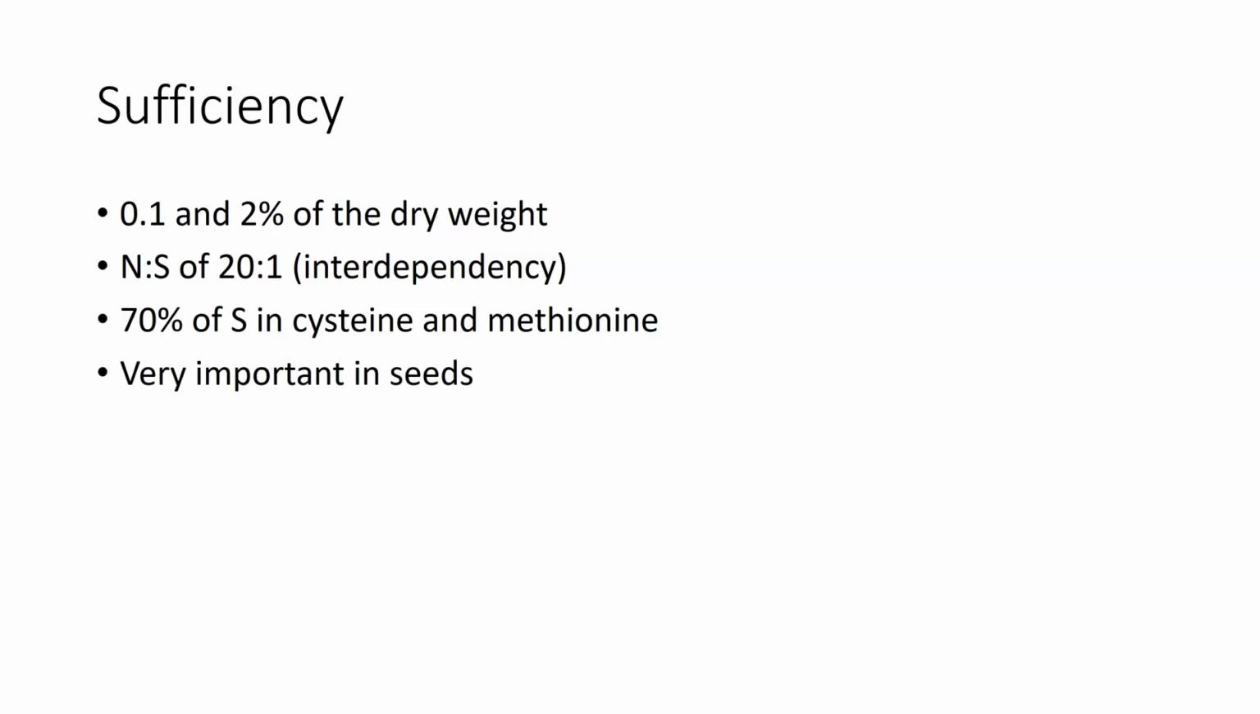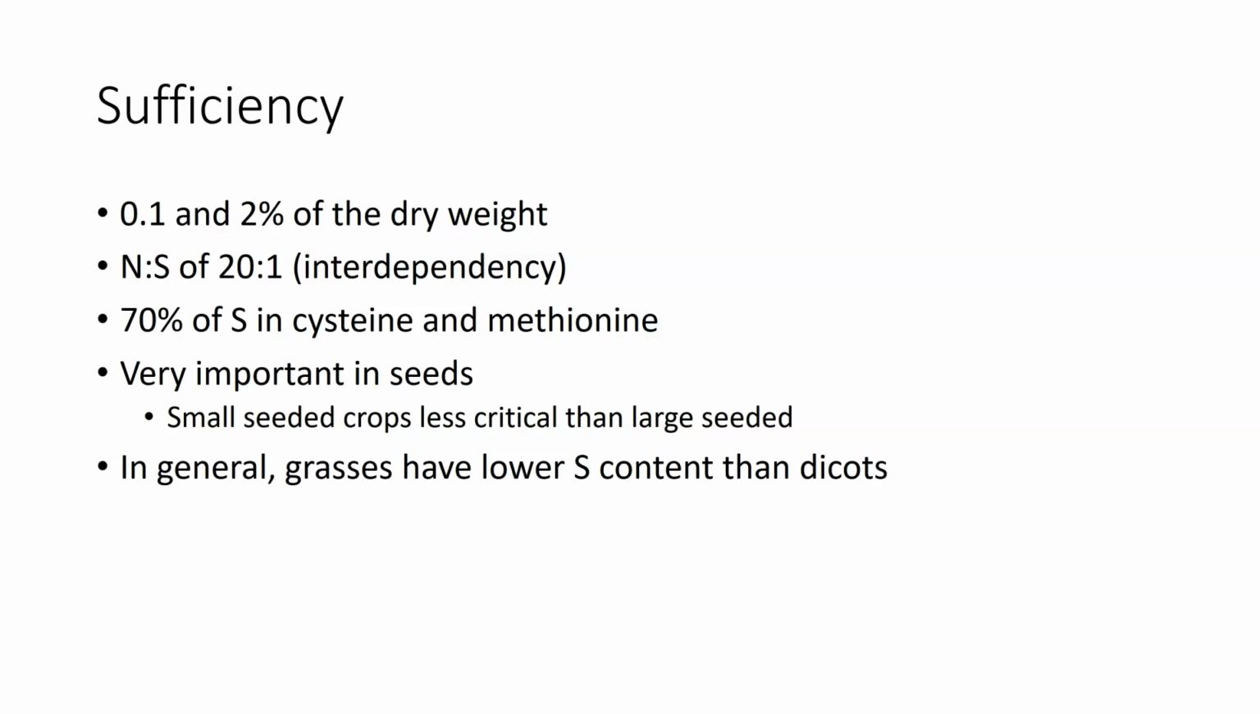Sulfur is also very important in seeds. The seed serves as a primary source of nutrients. They've figured out that for small seeded crops, it is less critical than on large seeded crops. The bigger the seed on the crop, the more critical it is to get the sulfur in there and make sure that you've got a sufficient amount of sulfur. In general, grasses have lower sulfur contents than do dicots. We think of grasses as having a lower demand for sulfur than dicots.